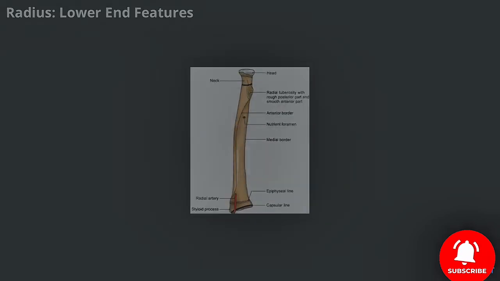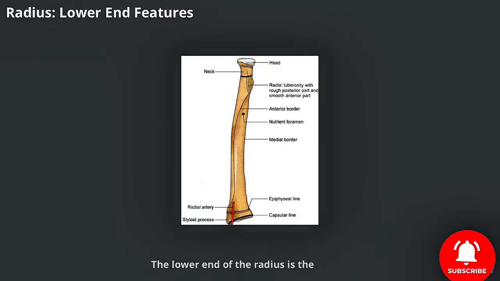The lower end of the radius is the widest part of the bone and has 5 surfaces. The anterior surface forms a thick ridge, against which the radial artery can be palpated. The posterior surface features the dorsal tubercle of Lister and grooves for extensor tendons. These anatomical landmarks are important for clinical examination and surgical procedures.